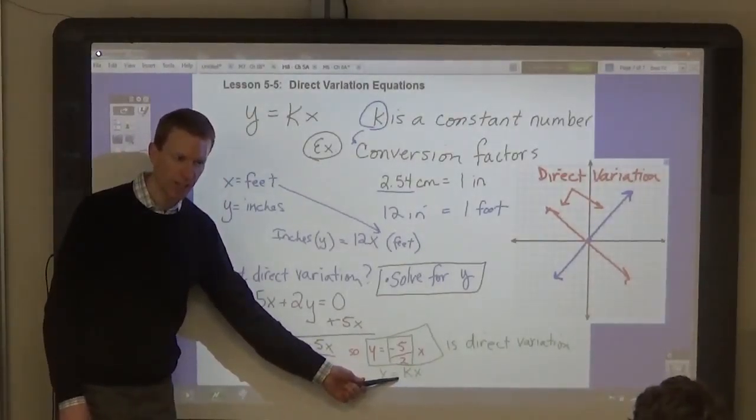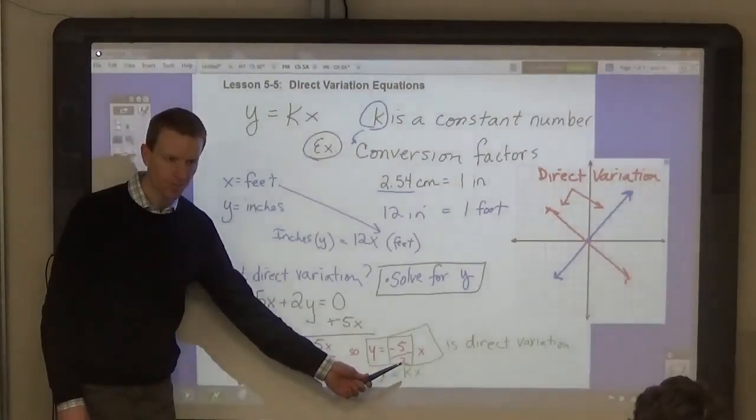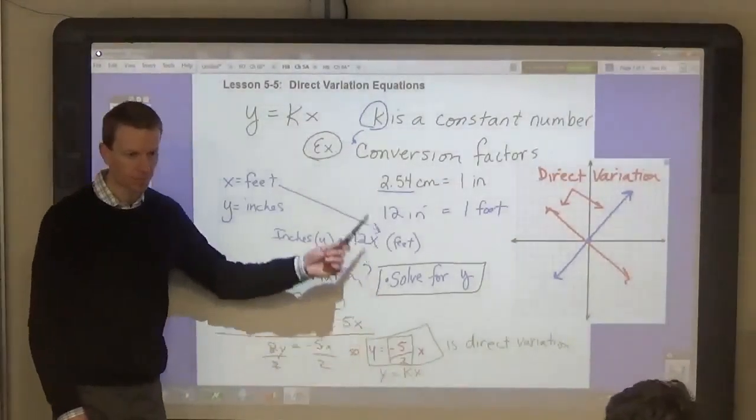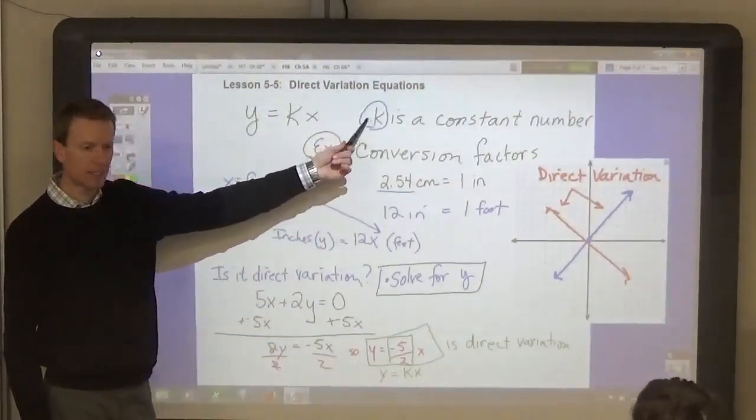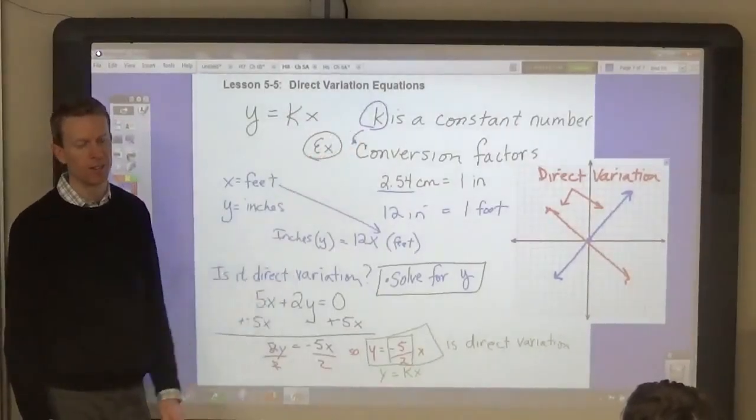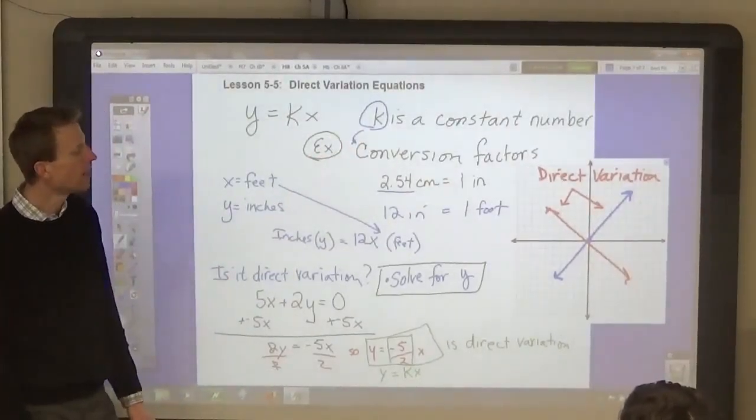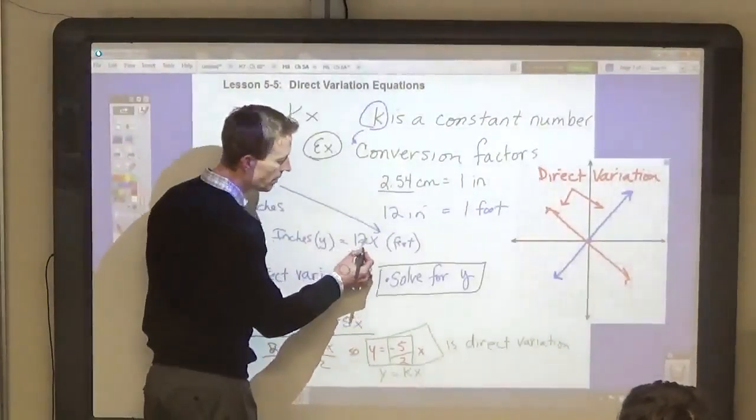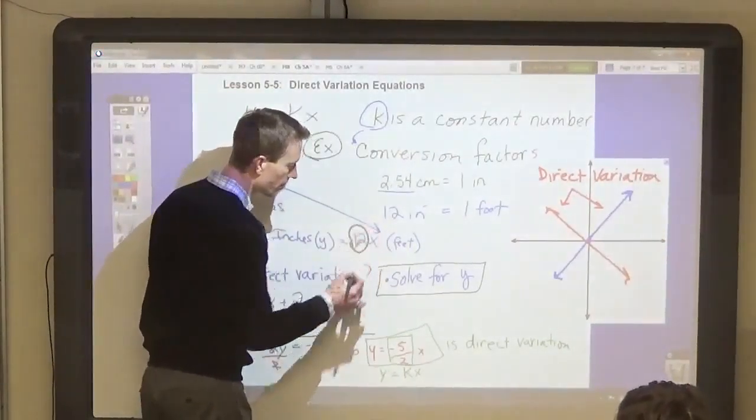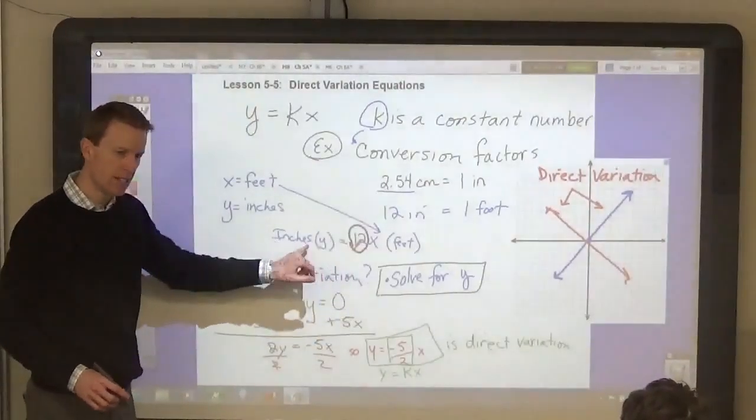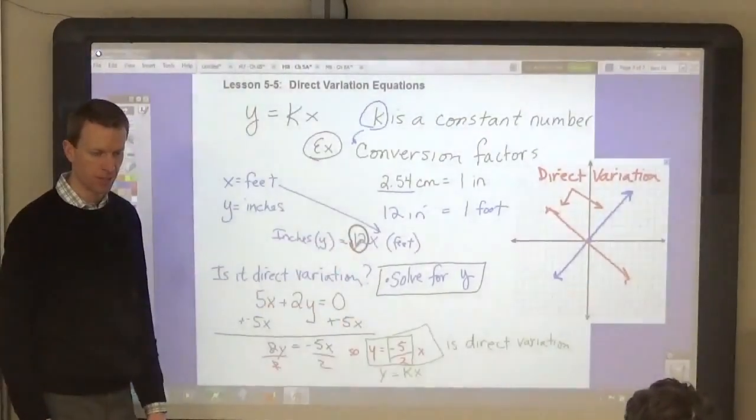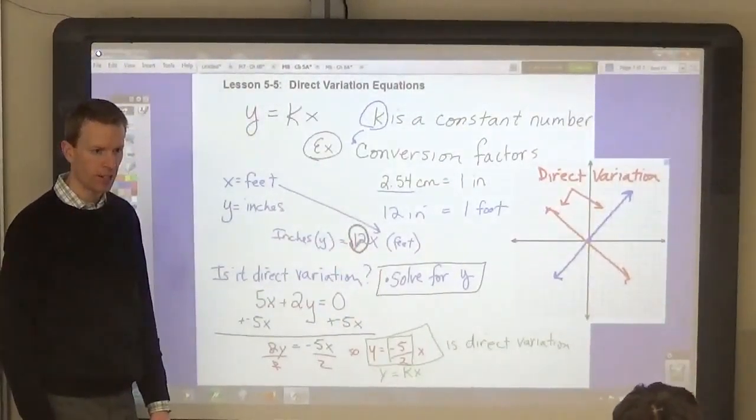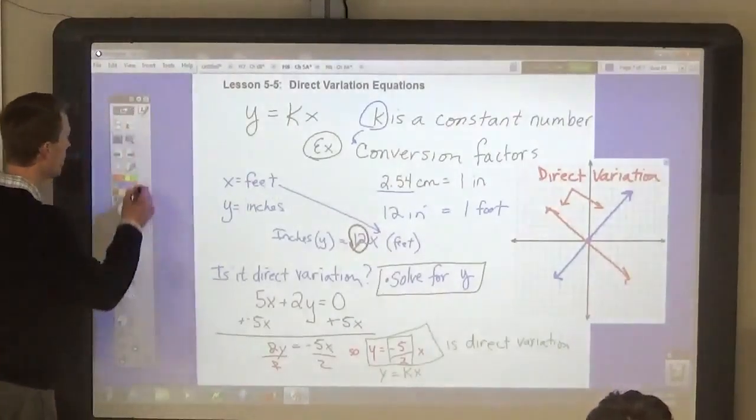What does k stand for? Isaac? K is the constant number. That's the constant of variation. It refers to this number right here that causes the variation. Okay? Let's look at some more examples.